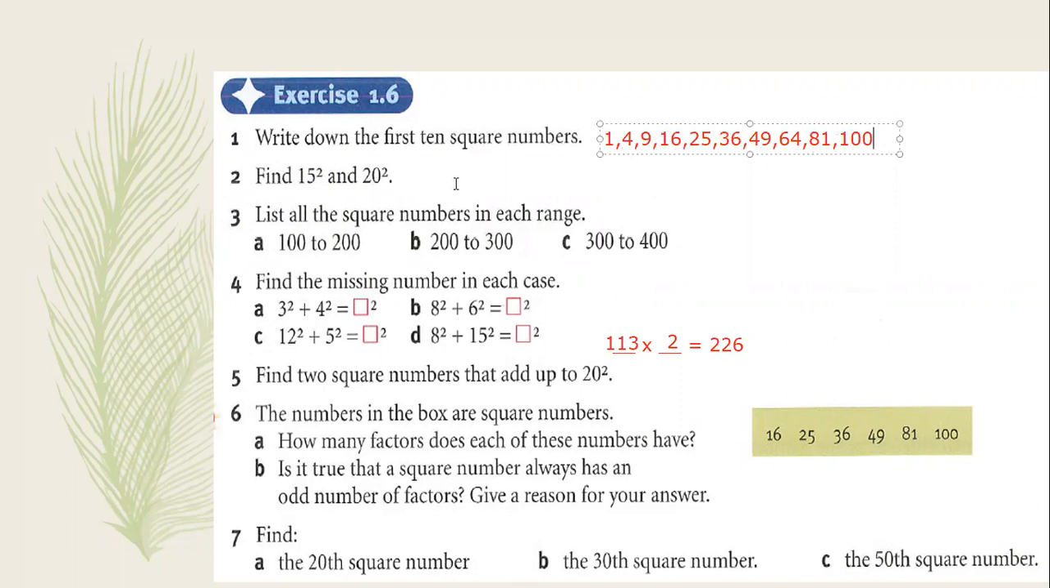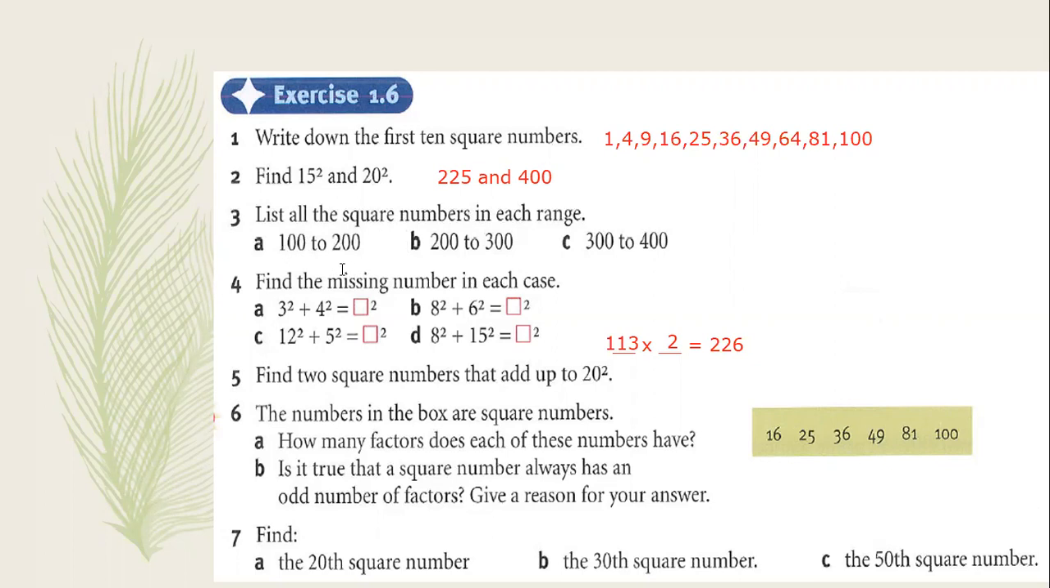So find 15 squared and 20 squared. 15 squared is equal to 225, and 20 squared is 400. Okay, so list all the square numbers in each range. Here you just write the squares in the range after 10.